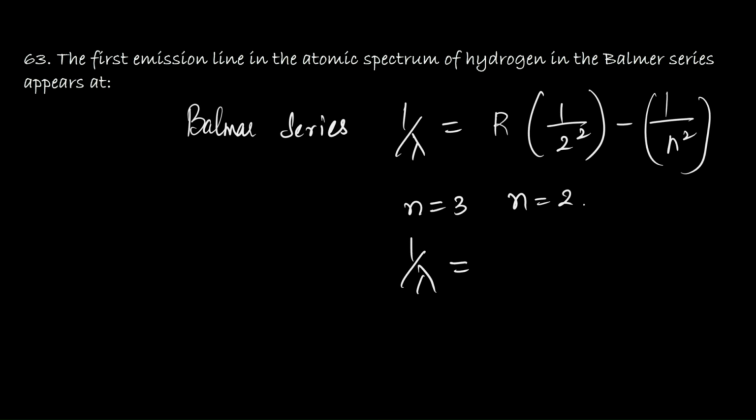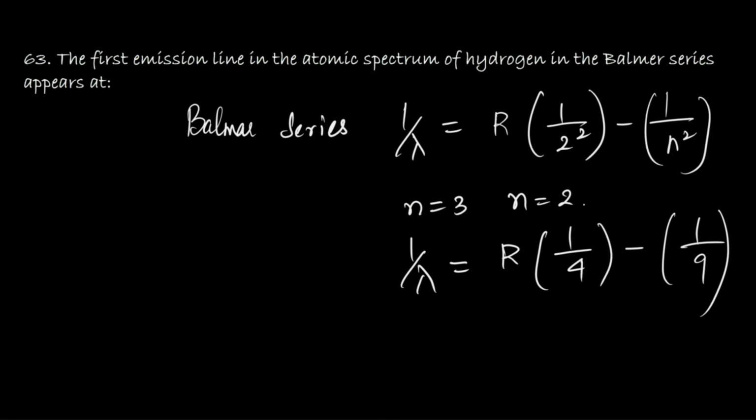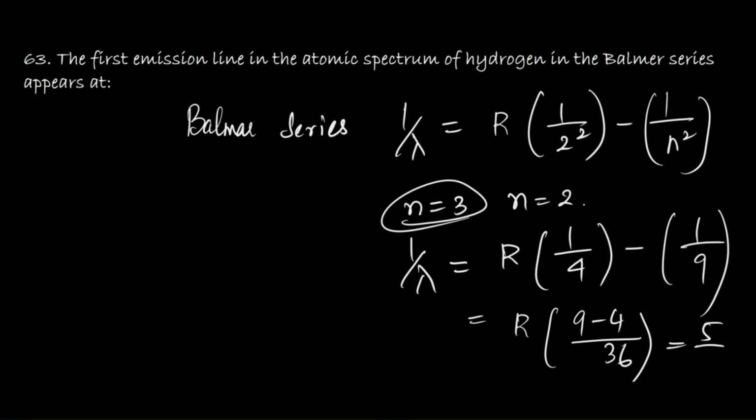So I am substituting the values: 1 by 4 minus 1 by 9, since I took n as 3 for the first emission line. So what would be the value? 9 minus 4 over 36, so 5 by 36, right? So 1 by lambda is 5R by 36.